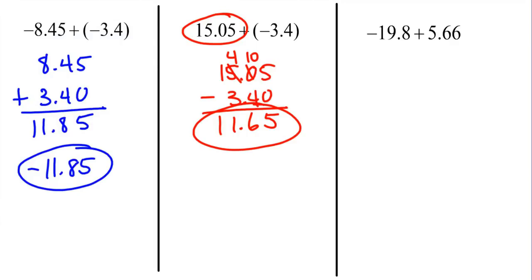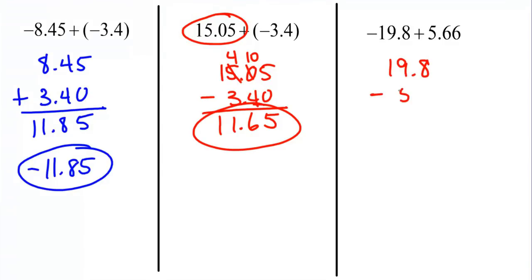And then lastly, negative 19.8 plus 5.66. Again, these are going to be canceling each other out, but my answer or my sum is going to remain negative because I'm only increasing this value by 5.66. It's not enough to get me to 0, and it's not enough to get me to the positives. So if you're thinking of that number line, I'm at negative 19.8 and I'm moving to the right. I'm getting larger, but I'm still going to be in the negatives, but I'm going to be less negative.